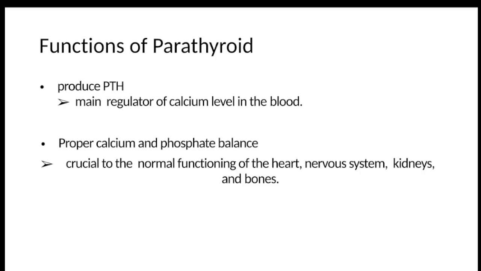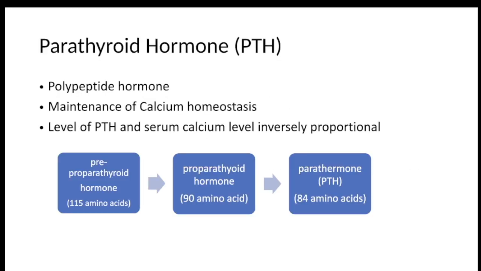So coming to the function of the parathyroid glands, these produce PTH, the parathormone, which is the main regulator of the calcium levels in the blood, and its function is thus maintaining a proper balance between calcium and phosphate. It is thus crucial for the normal functioning of the muscles, the bones, the heart, the nervous system, and the kidneys.